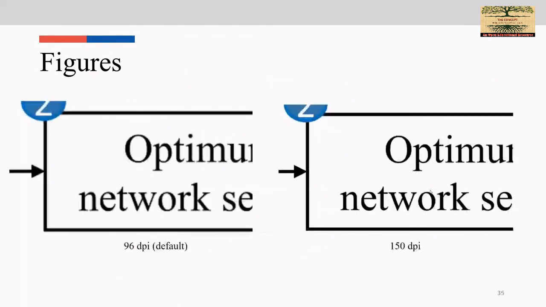For example, here are two options. The left one was generated using normal settings of PowerPoint, and the right one is generated using 150 dpi. So you can easily distinguish them. The left one is low quality and the right one is high quality. So zoom your figure and try to check whether it is high quality or not.